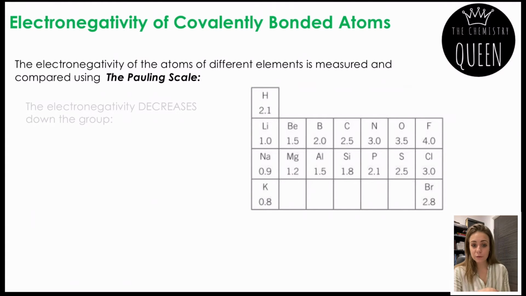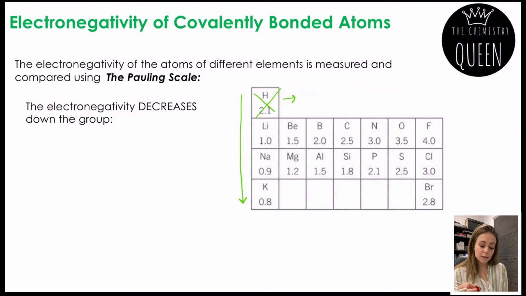Now we can see different trends within this part of the periodic table of the electronegativity. As we go down a group, from lithium to sodium to potassium, obviously hydrogen not included because technically we don't include it in group 1, we can see that the electronegativity decreases. So the strength of attraction between the electrons and the nucleus gets weaker.